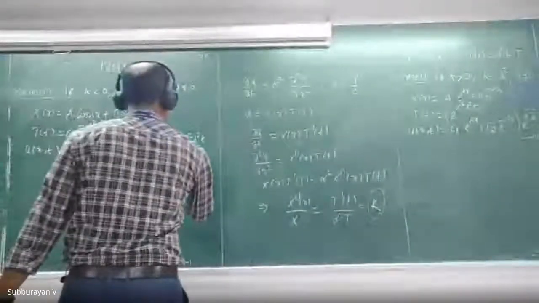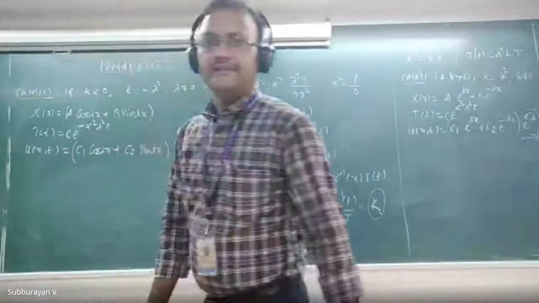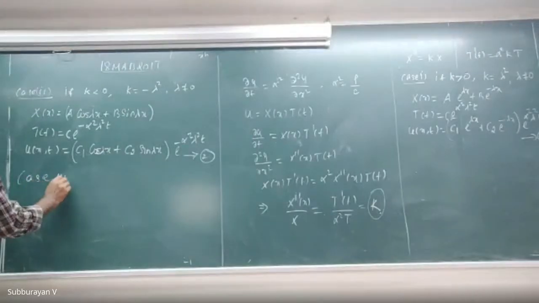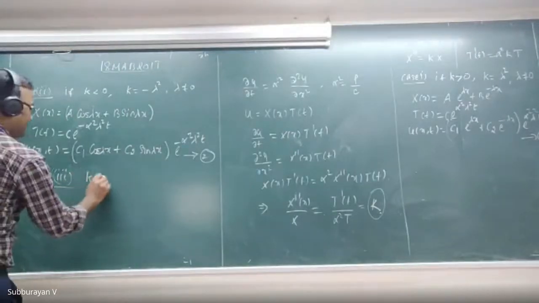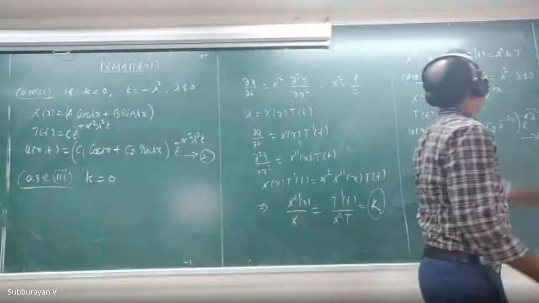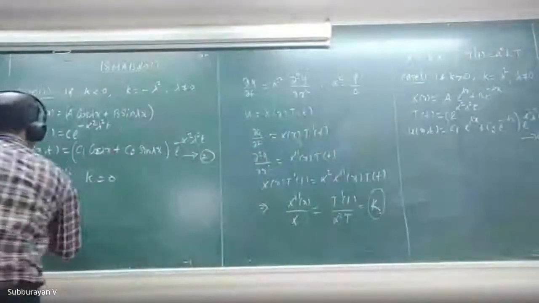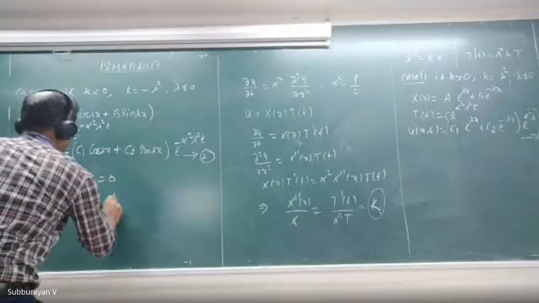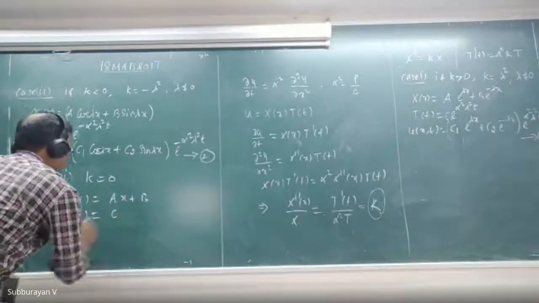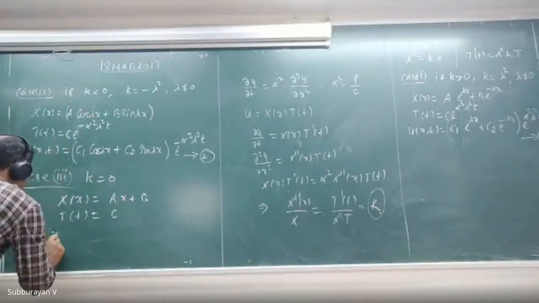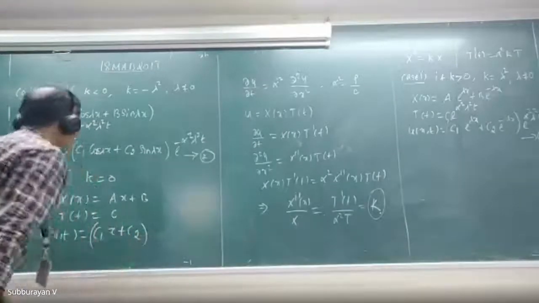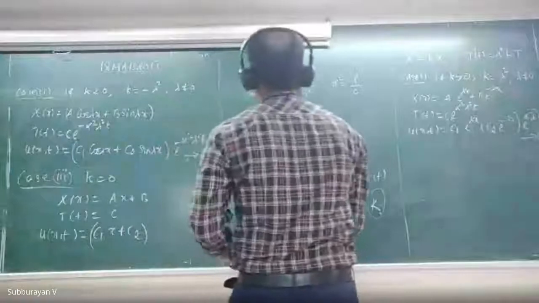So this is the second solution. Okay, fine. Then case 3. What is case 3? Case 3 is k equal to 0. If k equal to 0, then X double dash equals 0 and T dash equals 0. Therefore X of x is going to be some ax plus b, and T of t is going to be a constant c. Therefore our u of x comma t is going to be some (c1x plus c1) into c2. Okay, fine.